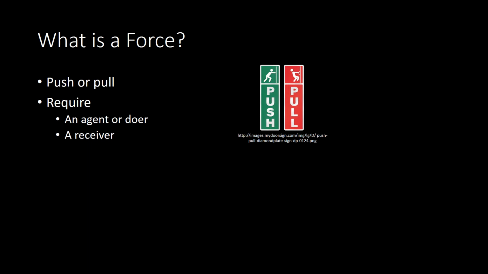So we often label these in a nice way, where we use subscripts to denote the agent and receiver. So F_AR is our shorthand way of identifying a force by A, the agent, on R, the receiver. So in the case of the person opening the door, we might say F_PD, the person is the agent, the door is the receiver.